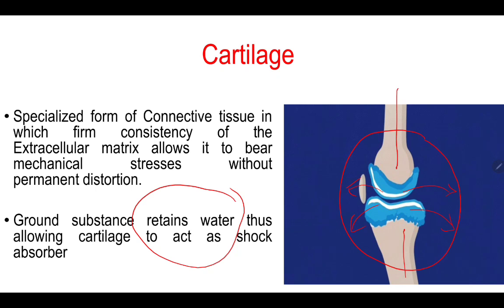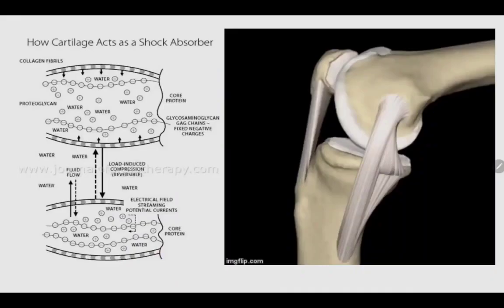So that's why it is not so painful. Let's say, for example, when you do lunges, it is not painful. When we walk, when we stretch our arms, it is not painful. It's because of your cartilage that is present here. The water present in the ground substance of our cartilage will disperse whatever pain we are experiencing. Okay? So, to further explain, this is how a cartilage acts as a shock absorber.